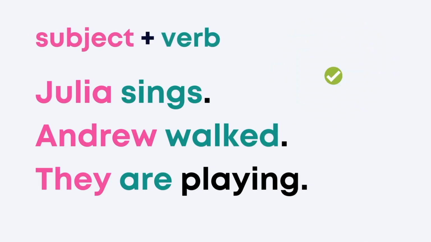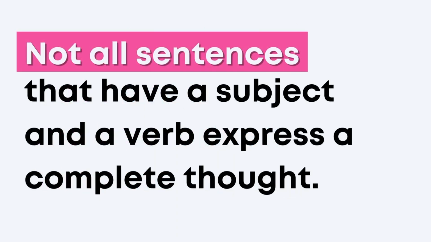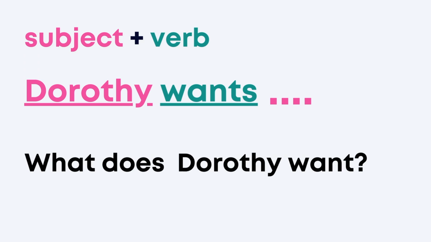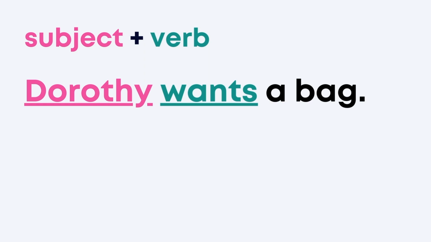Now take note that not all sentences that have a subject and a verb express a complete thought. Look at this example. Dorothy wants. This sentence has a subject and a verb, but notice it lacks meaning. Dorothy wants what? Now in this case, we must add a complement after the word wants by asking ourselves, what does Dorothy want? We can add a complement by saying, Dorothy wants a bag. Great! Now this sentence follows the two rules in writing a complete sentence.